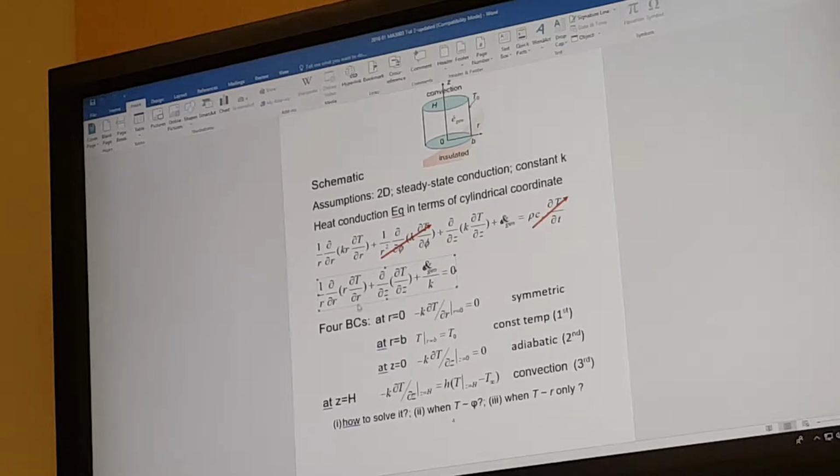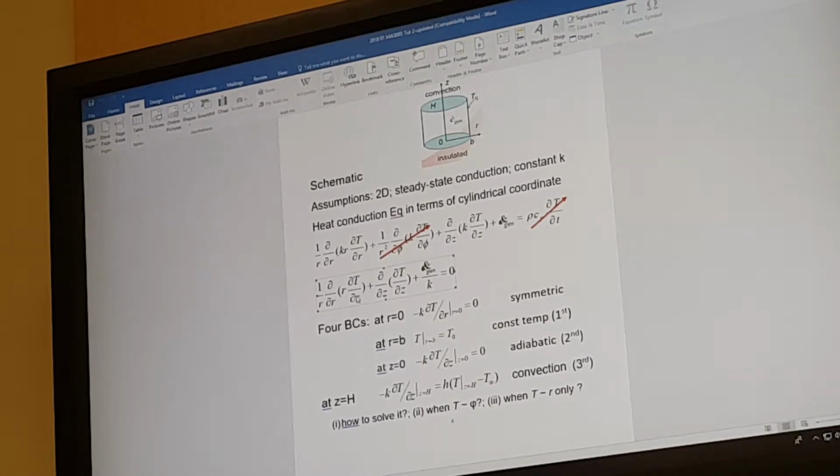Temperature is a function of R and Z, right? Two variables. How many orders of differential? For R, we have second order differential. For Z, also second order differential. That means for each, to get a unique solution, we do integration twice. In total, we need to do integration 4 times. 4 times we introduce 4 unknown parameters. To get the magnitude of the unknown parameters, we need to know 4 boundary conditions.